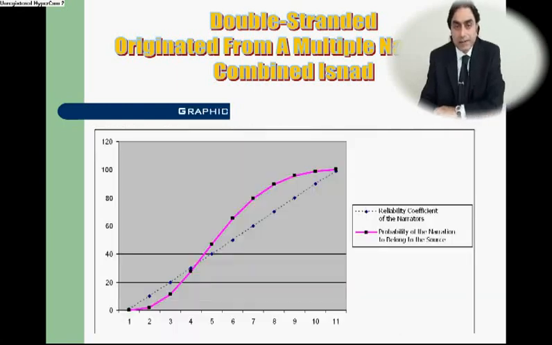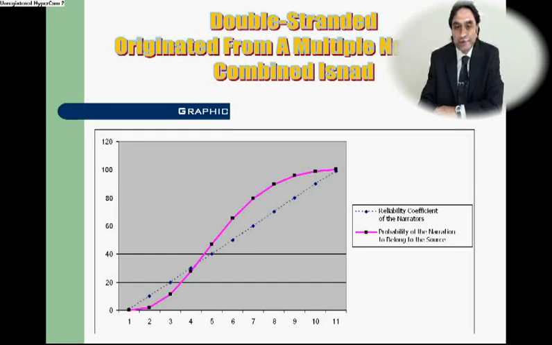When the graphic presented here is examined, it can clearly be seen that the curve indicating the probability that the narration belongs to the source which it is attributed extends over the straight line indicating the reliability coefficient of narrators in the shape of S. This is a general characteristic feature of isnads that have more than one strand. It is not possible to encounter a situation like this in chains of transmission with a single strand.